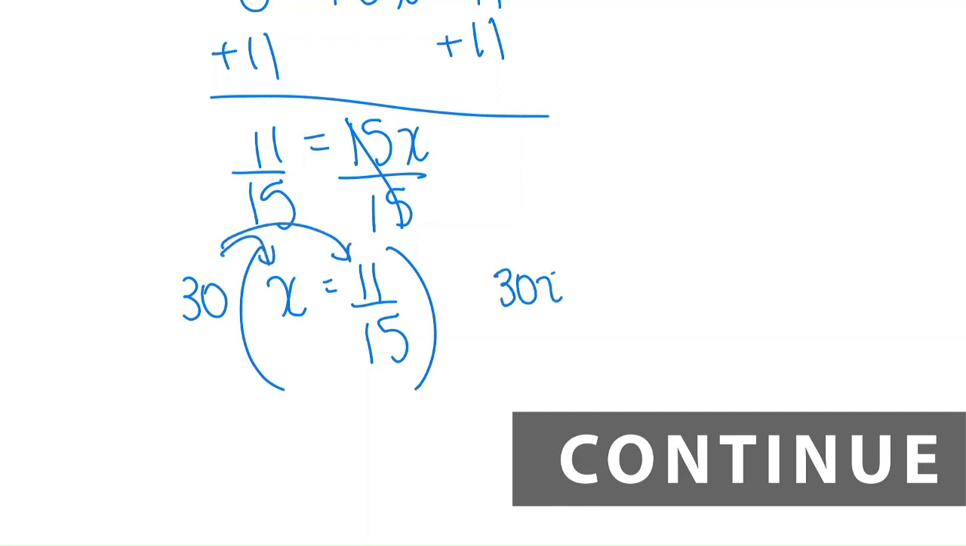So we get 30x equals, what's going to happen here, since 30 is evenly divisible by 15, our result is just going to be 2 times 11, which is 22.